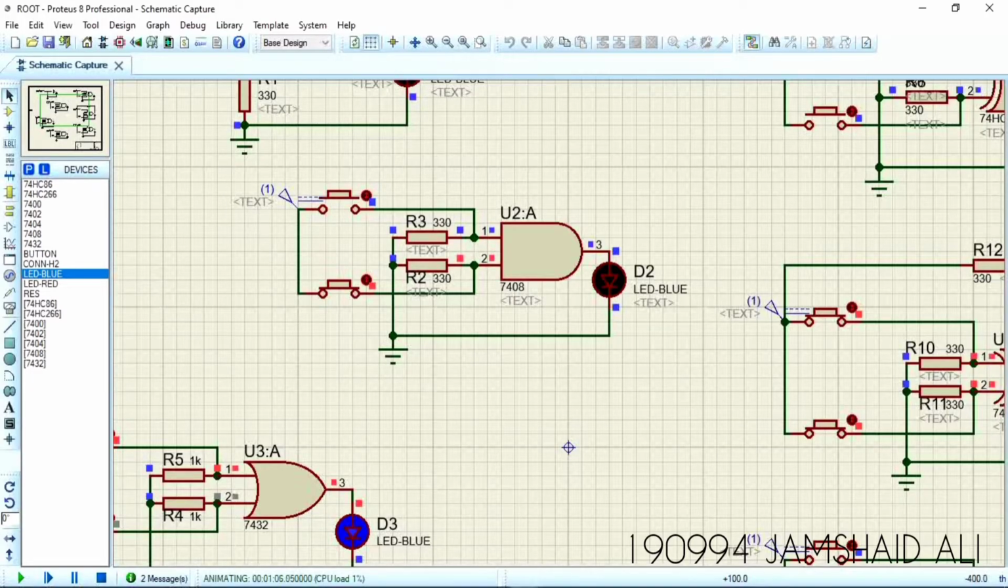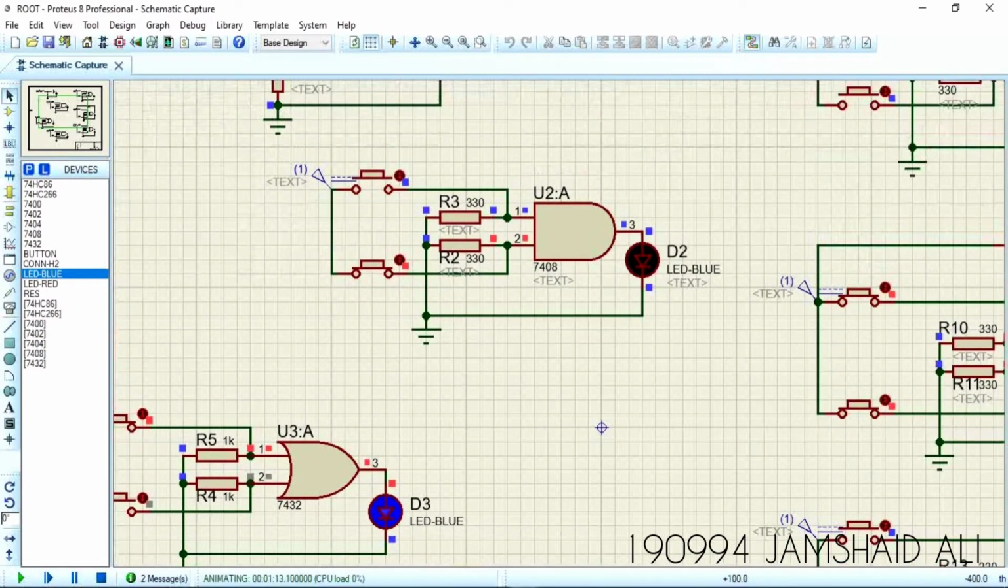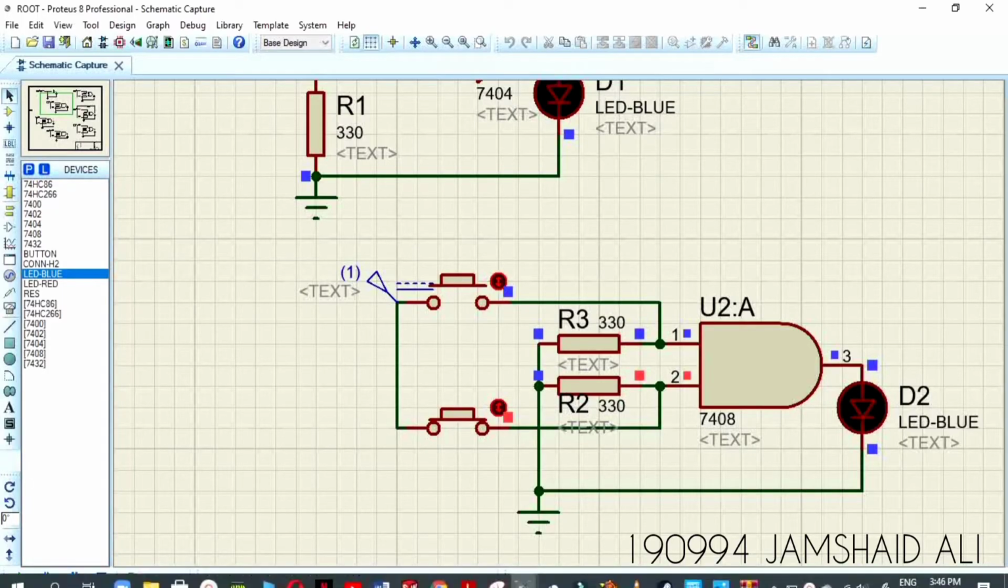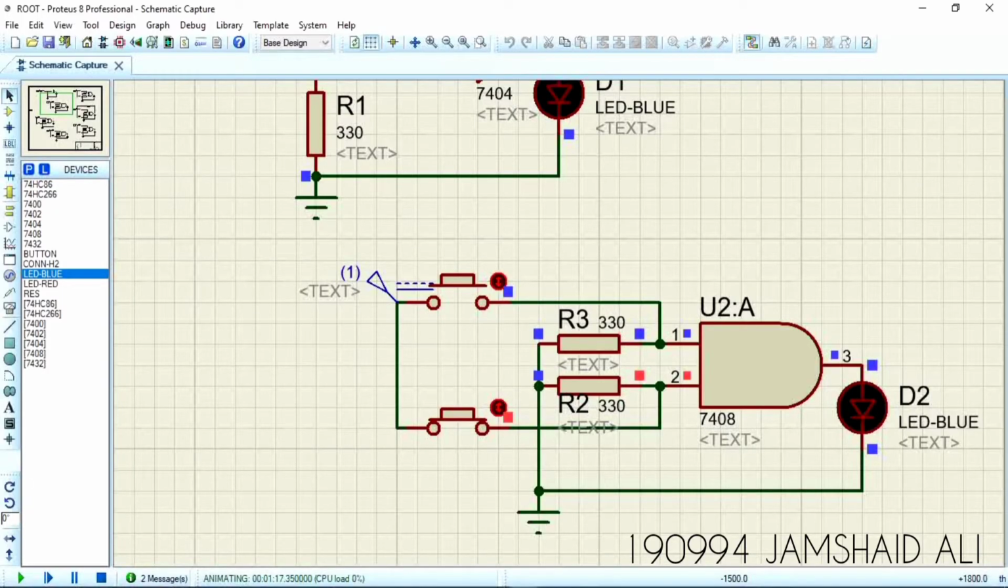From the truth table of the AND gate, we can see if any of its inputs is 0, then the output is 0. If both inputs are 1, then the output is 1. We can also see this by running our circuit. If both are 1, the output is 1. If any of them is 0, the output is 0. And if both are 0, the output is also 0.